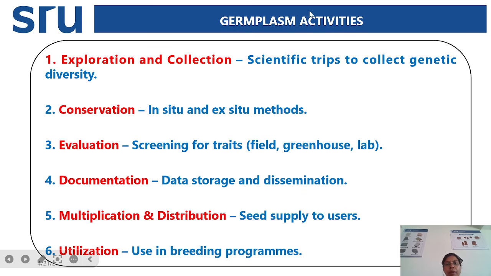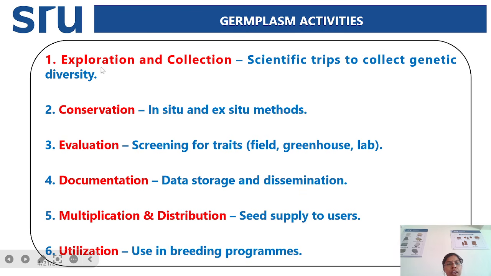Coming to the germplasm activities, there are 6 germplasm activities involved. The first one is exploration and collection, the second one is conservation, the third one is evaluation, the fourth one is documentation, the fifth one is multiplication and distribution, and the sixth one is utilization. So we'll discuss one by one.